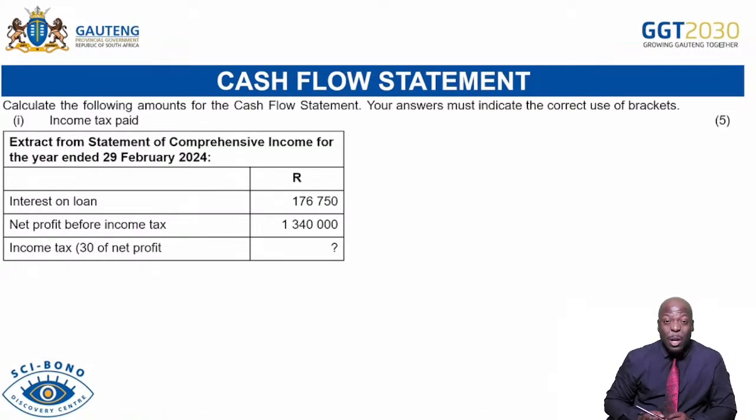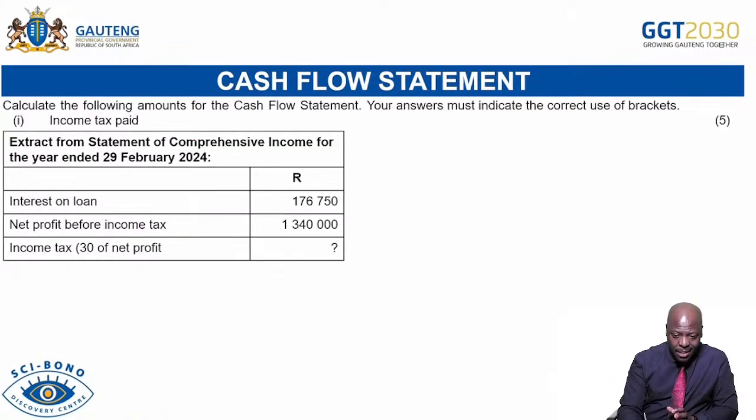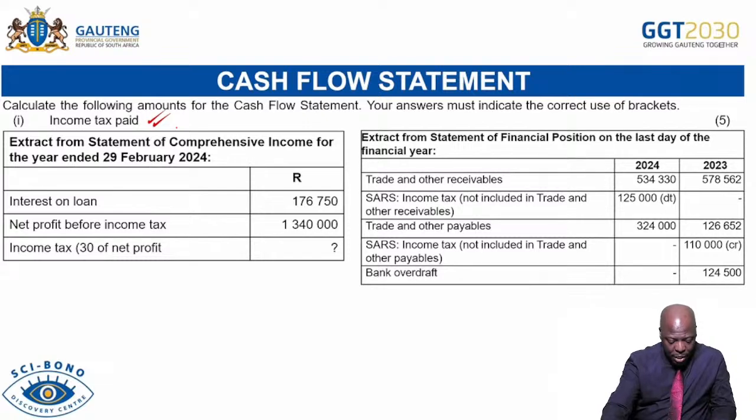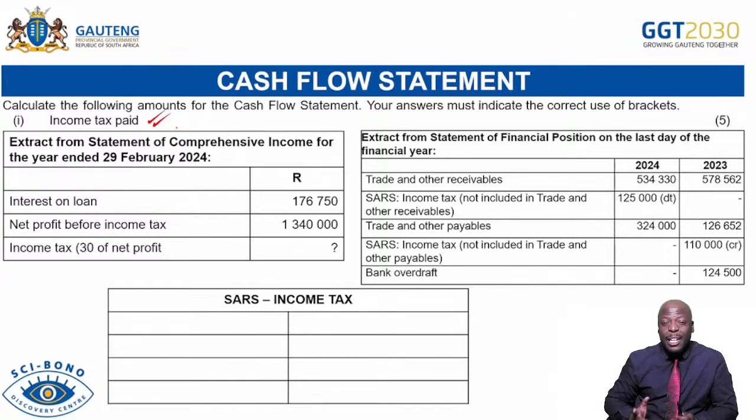So the first thing that we're required to do was to calculate income tax paid. So here is the information that we were given, extract from the statement of financial position. What I then did here, I just opened a ledger account and I'm just going to calculate my taxation paid. Are we together? So let's see if we are able to do that.